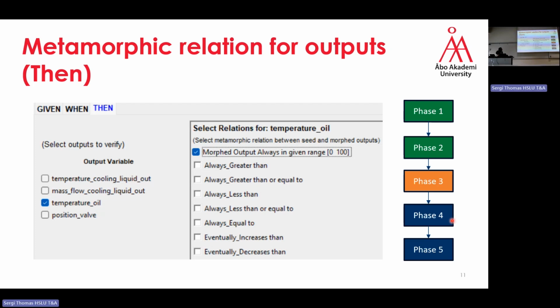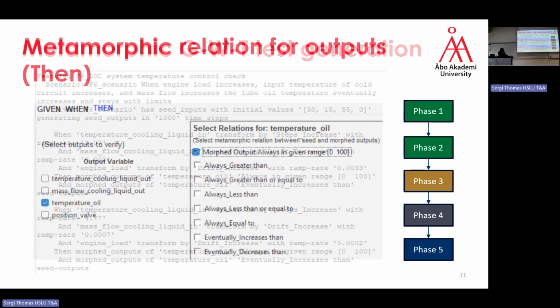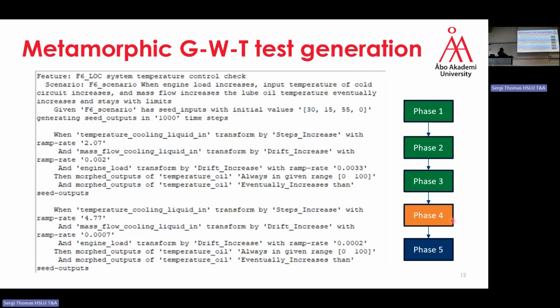So we can select these output metamorphic relations for whatever output variables are there. And then upon generating the test, it creates the tests automatically based on the data entered. It's just like entering data in a form, and then we can generate these tests automatically. The advantage of this is that these tests serve as an executable test specification.